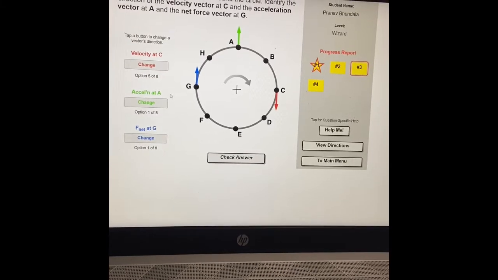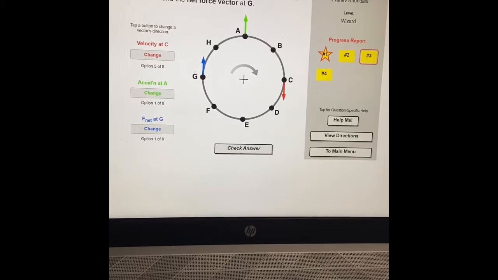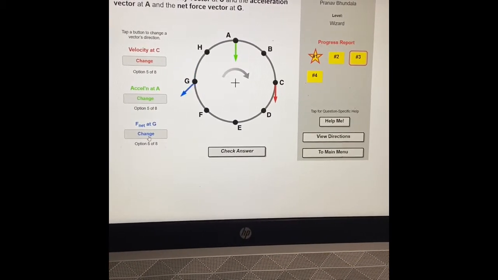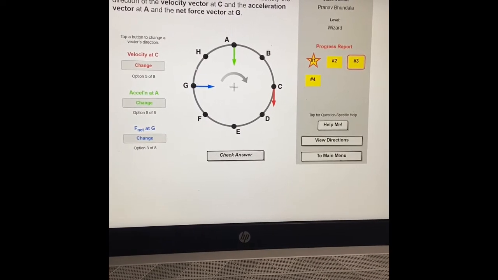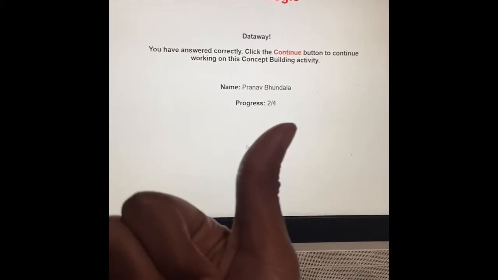Now, as we mentioned, for both acceleration and net force, the arrow has to be pointing towards the center. So let's change both of those to that, and let's change this to this. So this should be the correct representation of the forces that are acting upon a circle. Great job.